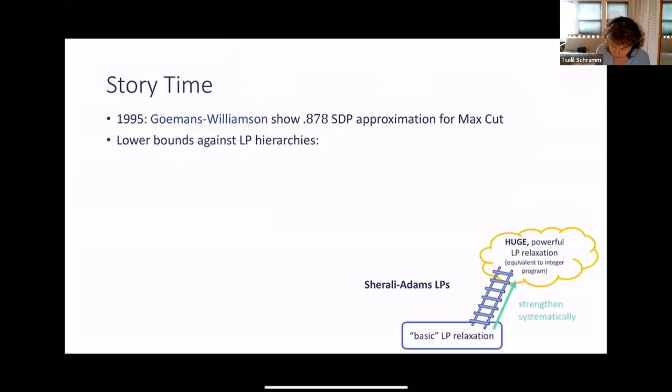Essentially, an LP hierarchy starts with a basic linear programming relaxation, and then the hierarchy gives you a way to systematically strengthen it until you arrive at a very large but very powerful linear programming relaxation. If your original LP relaxation had n variables, then the second level of the hierarchy will have n squared variables, the third level will have n cubed variables, etc. The exponential-sized programs give you integral solutions. In general, the level d relaxation has size n to the d.